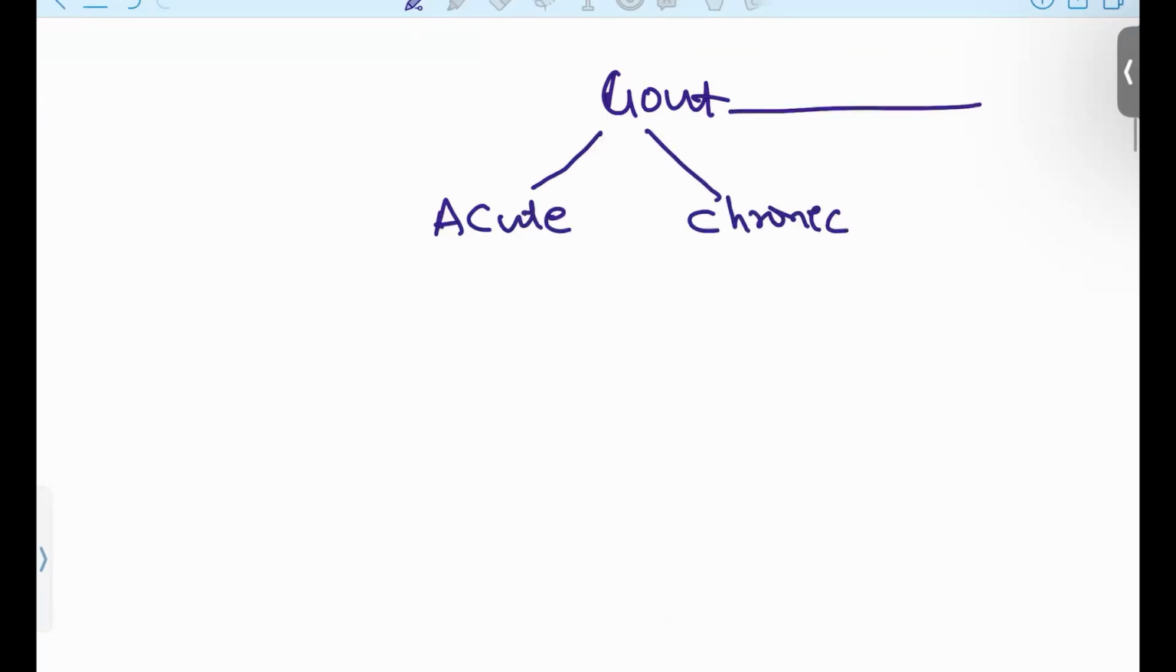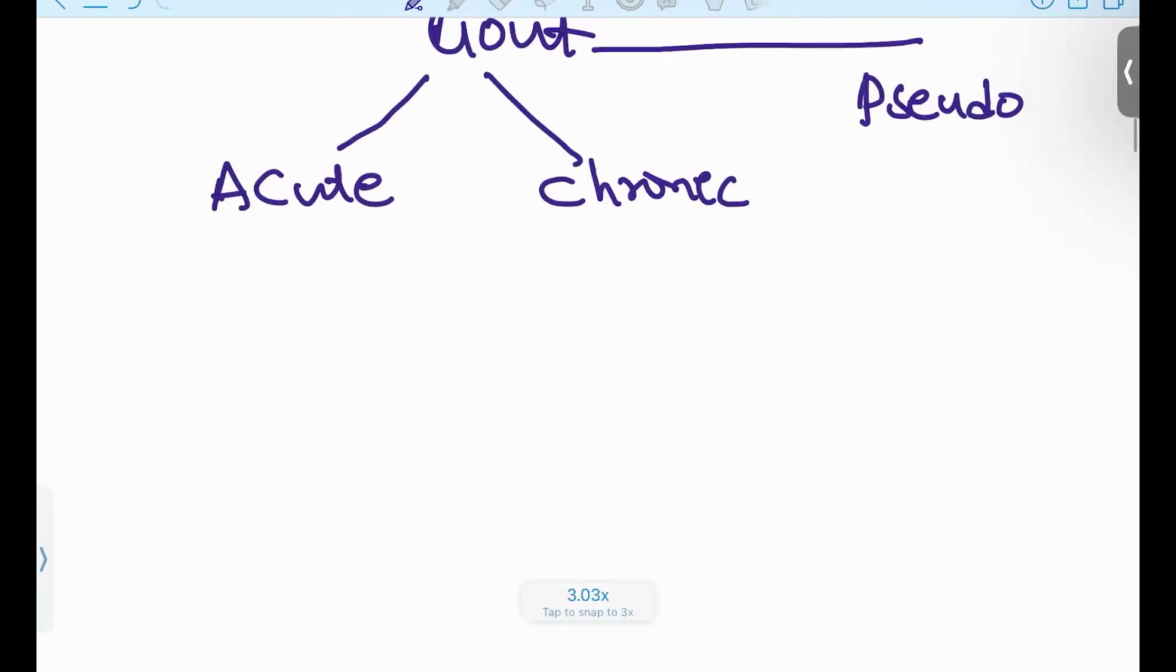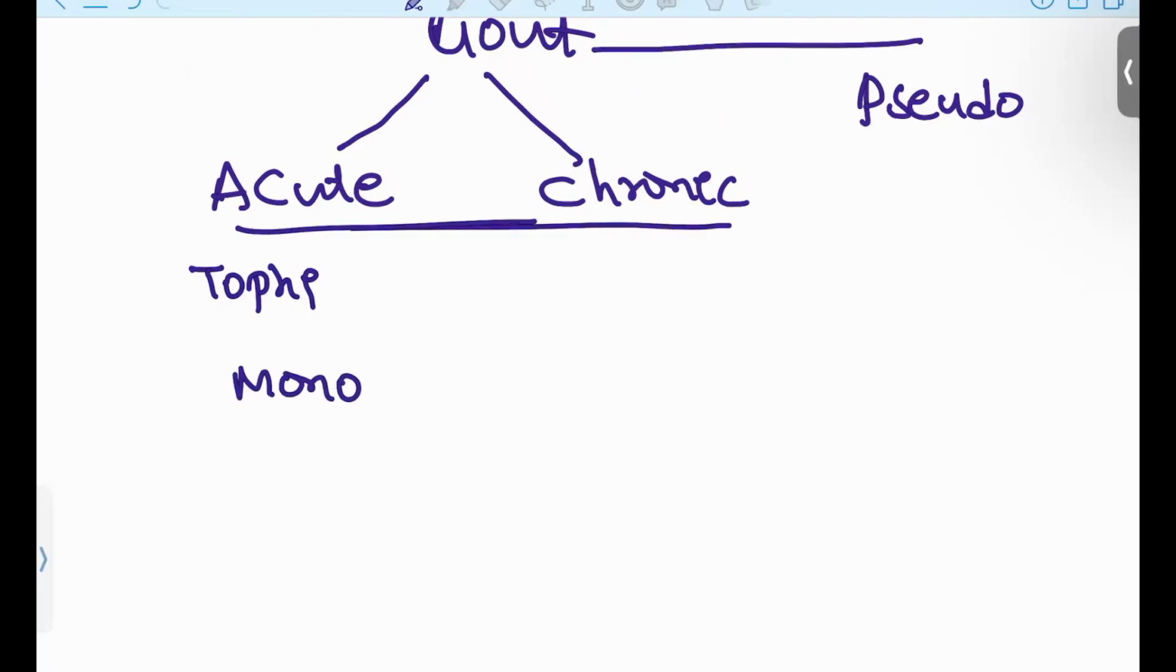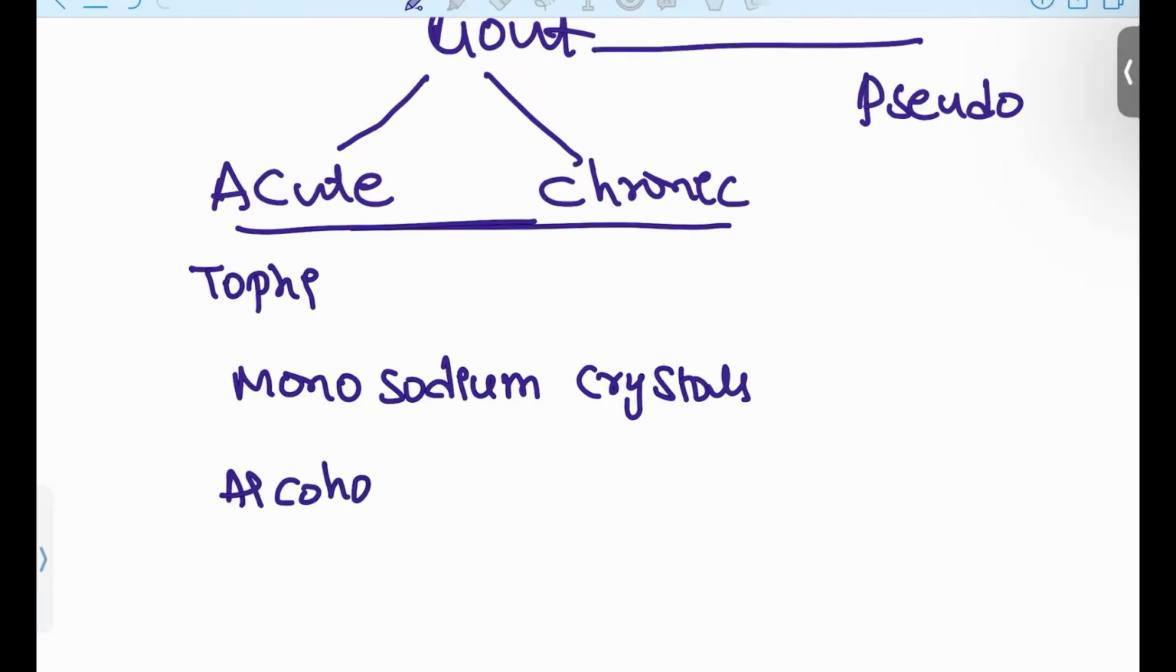And it is also seen as a pseudo gout. How to differentiate? In acute gout, mostly patients will have tophi production. And why this tophi production? In both acute and chronic gout, it is mostly due to monosodium crystals. These monosodium crystals will build up, which will cause the pain. For example, patients who will have these symptoms are especially alcoholics or post-menopausal old patients.